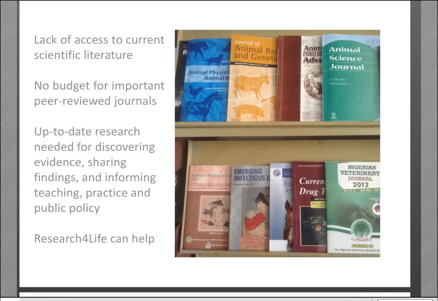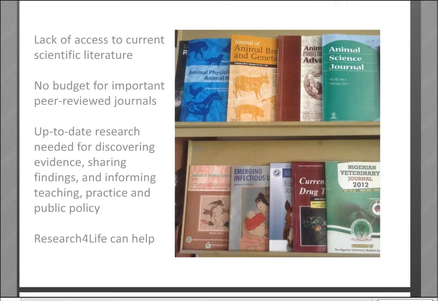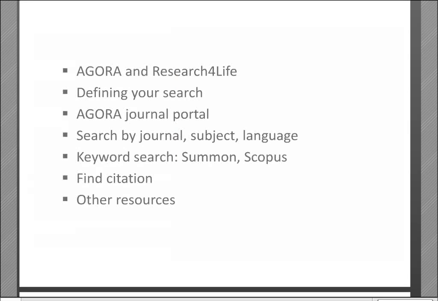So we're going to look at it through the lens of nutrition today. And primarily, we want to start with being able to do research and study and have access to up-to-date information. And that can be difficult in many countries. It can be an issue of access, of internet costs, broadband, and the libraries don't always have access to peer-reviewed journals. And we know that up-to-date research information is really important for discovering evidence, making policy-based decisions, and also making research more visible. And this is where Research for Life comes in.